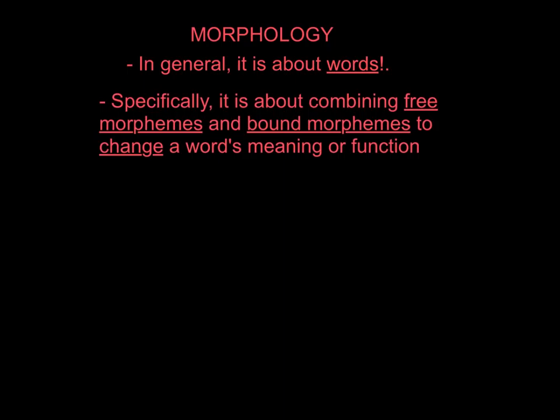And there are two types of morphemes. We have things called free morphemes, and we have things called bound morphemes. And we're going to focus on those in just a few minutes. But in morphology, we take both free and bound morphemes, and we combine them together. And through combining them, we can change a word's meaning, or we can change a word's function. Function is about its grammatical function.